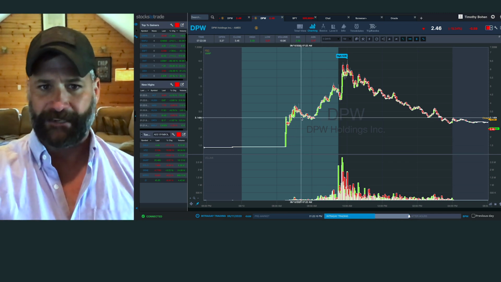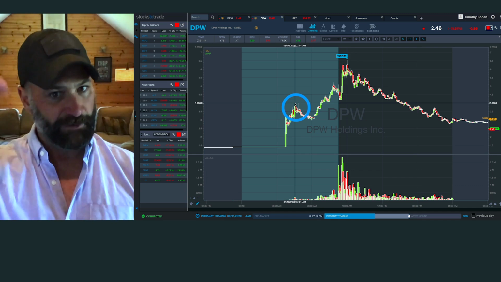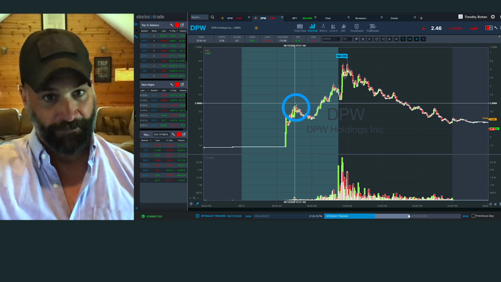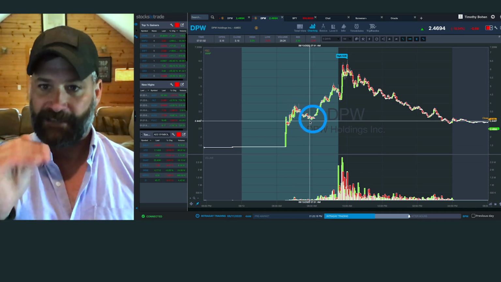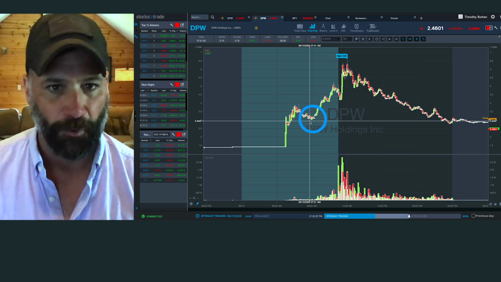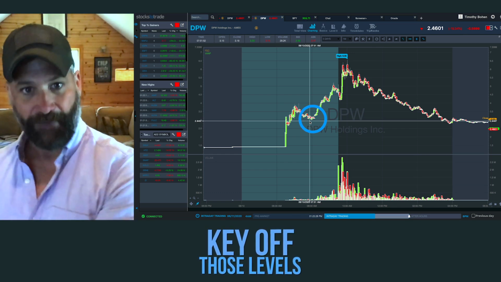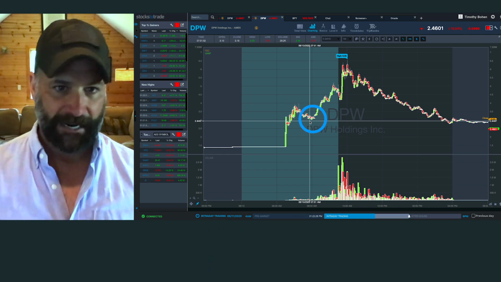So here's a great example. Stock spikes through up to 4. Notice resistance at that whole dollar, half dollar of 4. Pulls back, starts consolidating at 3. So what you're going to look for is you're going to look to key off of those levels. That's how you use technical analysis.